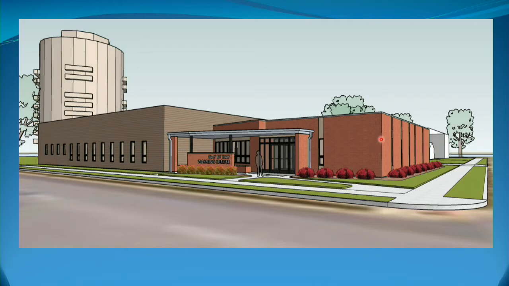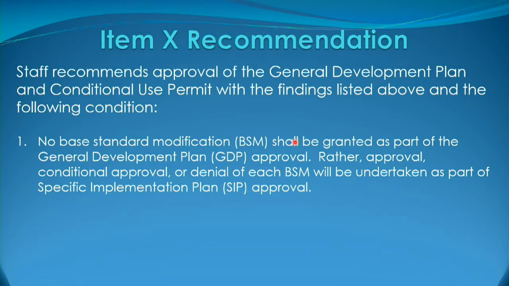So the building exterior, as shown, would be a combination of masonry and siding, and the final building elevations would also be addressed during the SIP request. So staff recommends approval of the conditional use permit and general development plan with a condition that the BSMs be addressed as part of the SIP approval.